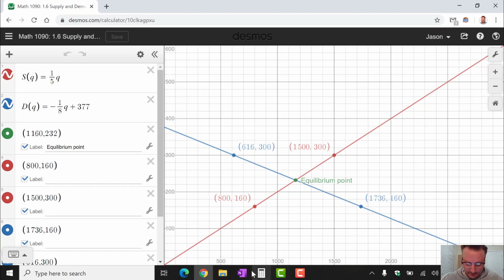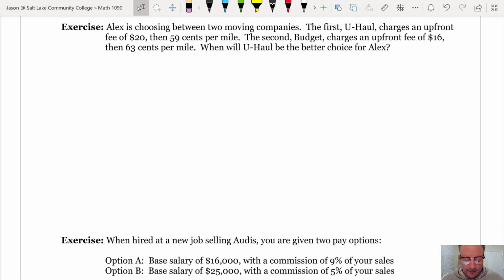All right, one more page here. Alex is choosing between two moving companies. The first, U-Haul, charges an upfront fee of $20, then 59 cents per mile. The second, Budget, charges an upfront fee of $16, then 63 cents per mile. When will U-Haul be the better choice for Alex?